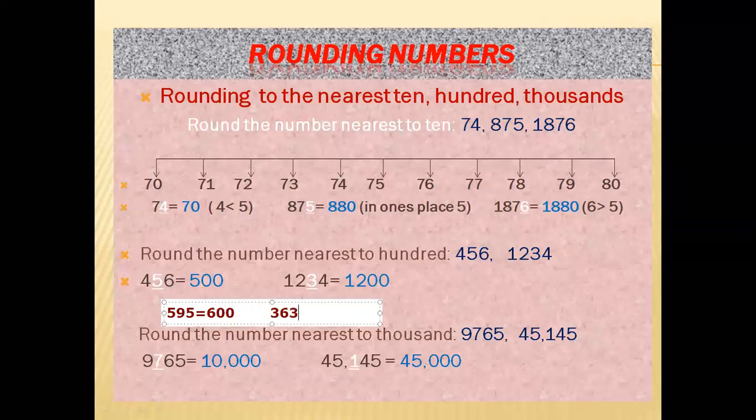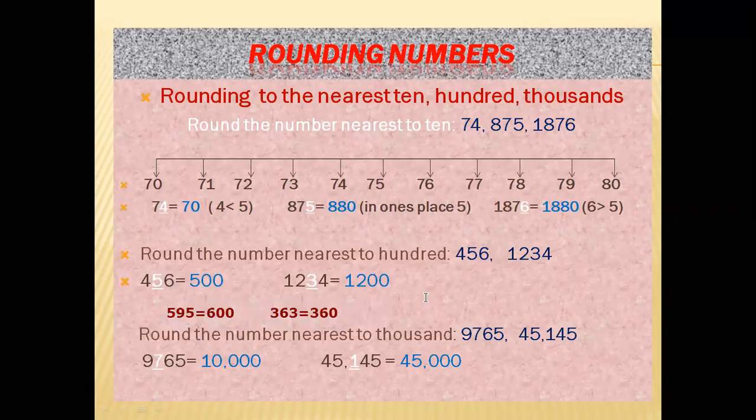Next one more example, 363. Round the number nearest to 10 means first you have to see the ones place digit. In the ones place 3 is there, it is less than 5, so the tens place digit 6 will remain the same only. This is equal to 360, because in the ones place 3 is there. Round the number nearest to 10 means you have to see the ones place digit. Understood now? Okay.